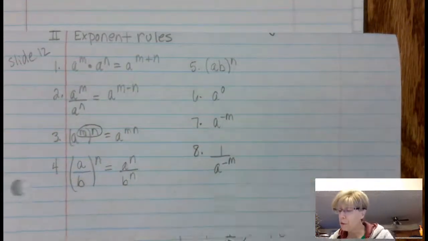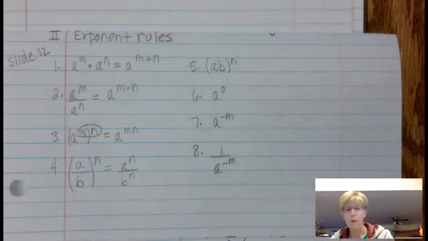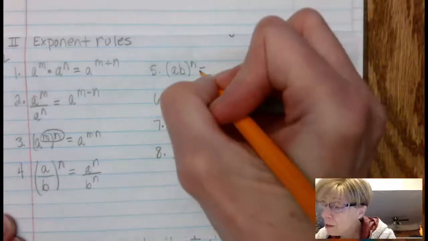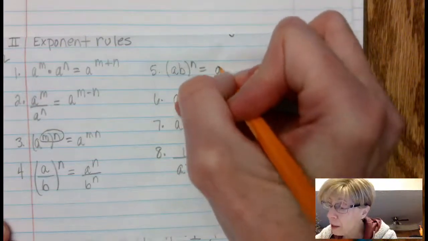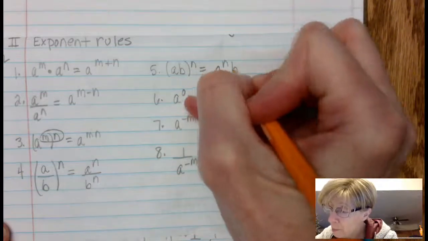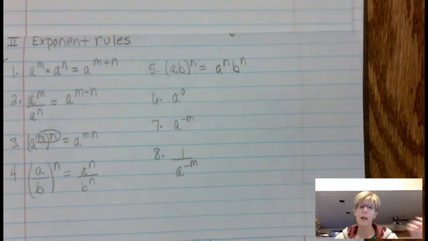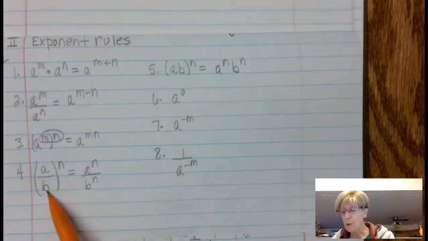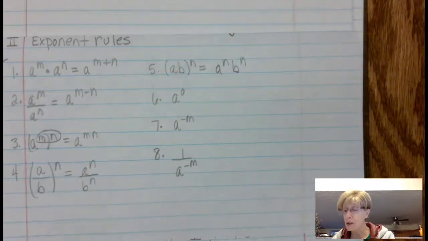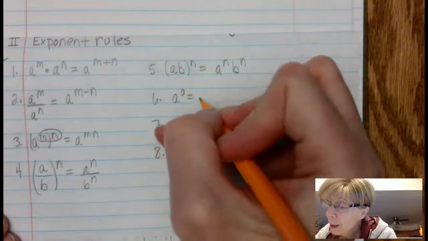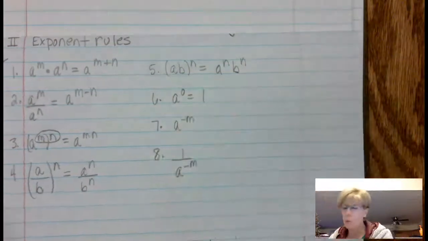And I probably should have done number 5 before I did number 4. But it doesn't matter if it's division or if we're multiplying here. What's inside the parentheses gets raised to what's outside. A to the n, b to the n. So wherever the terms are, the a, the b, they stay there. So on number 4, the b was in the denominator, so b to the n stays in the denominator. A to the 0 is 1.